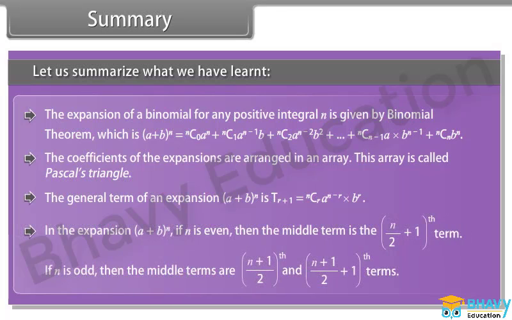In the expansion (a + b)^n, if n is even, then the middle term is the (n/2 + 1)th term. If n is odd, then the middle terms are the ((n+1)/2)th and ((n+1)/2 + 1)th terms.